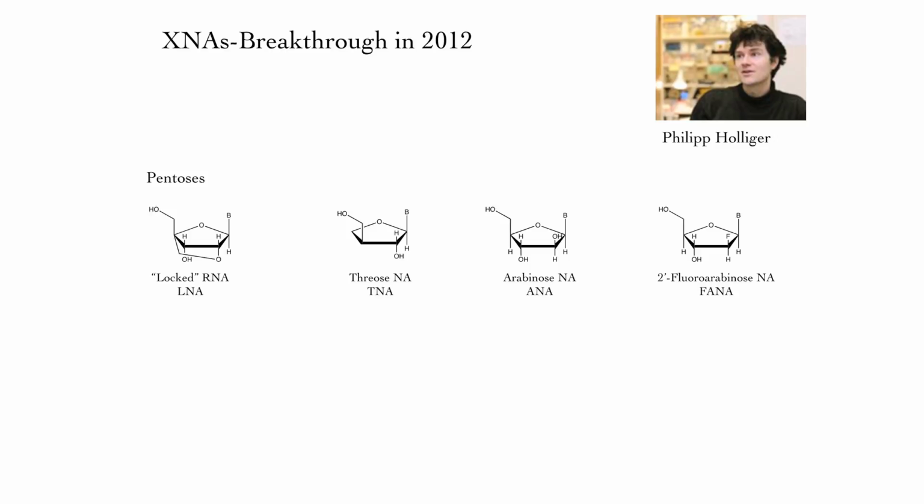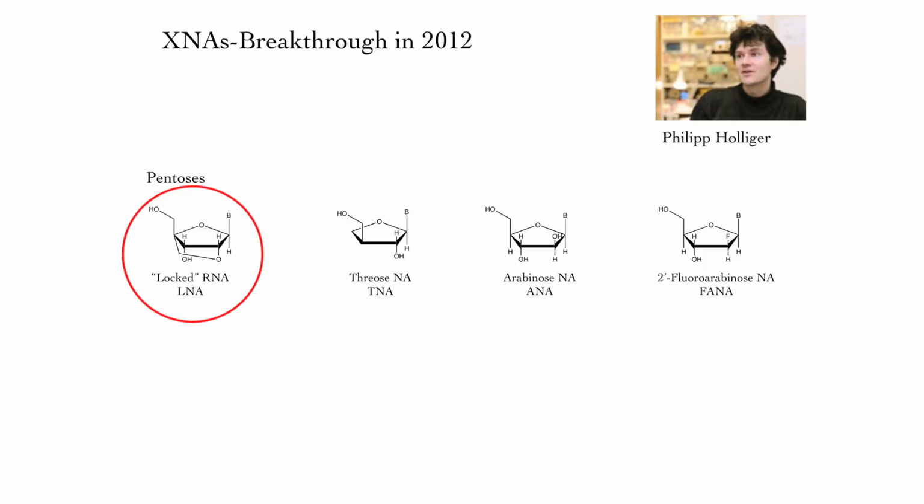So he used these following pentose sugars. These are different to naturally occurring ribose and deoxyribose. The LNA, that's locked nucleic acid, has an ether linkage on the 4 prime, from the 4 prime to the 2 prime oxygen.